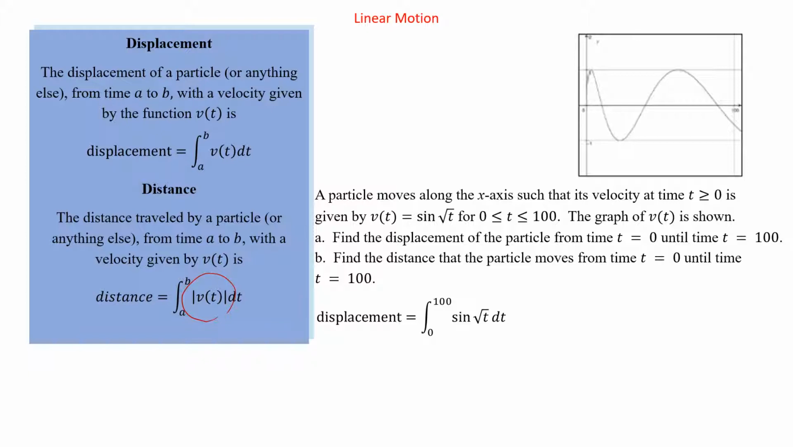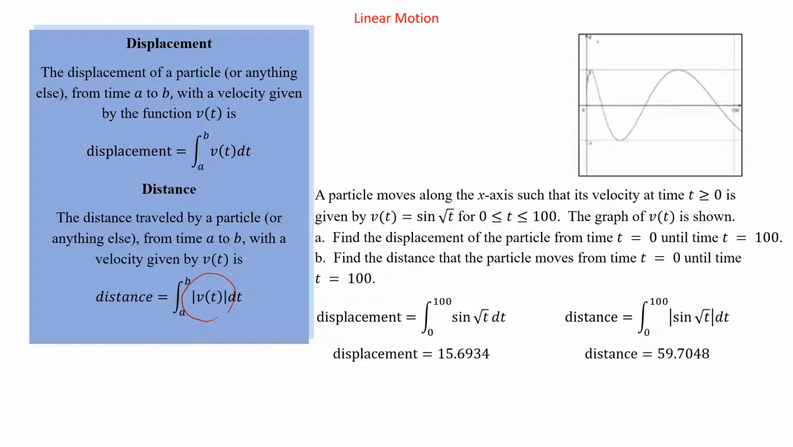So we plug it into our calculator in the numeric integration, 0 to 100, and we get the displacement is 15.6934 units. In this case, it doesn't give us units. If it does, include the units. And then the distance, same thing, except we have our absolute values. And you can put it into the calculator directly like this. You don't even need to find the points where it intersects.